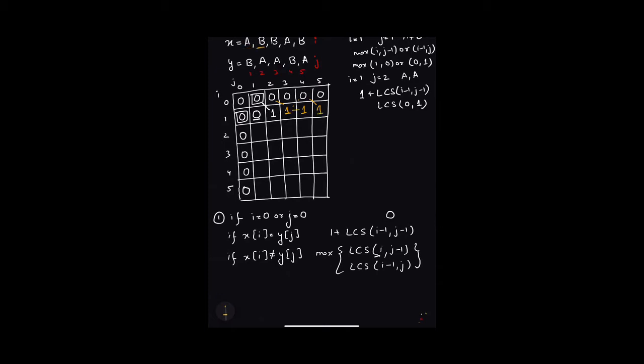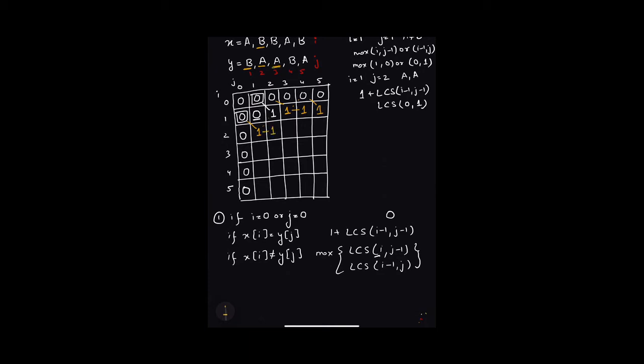For i equals 2, I'm having element b. Now I have to check for j equals 1 to 5. So for j equals 1, b and b match. So with the diagonal element, I'm going to add 1. So the answer becomes 1. Next element is a. This does not match. So we are going to consider the left element and the top element, whichever is maximum. So I'm going to say that I got 1 from here.